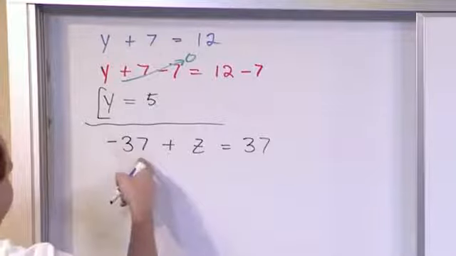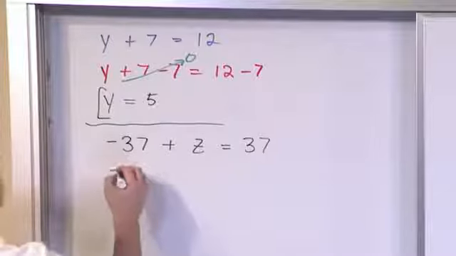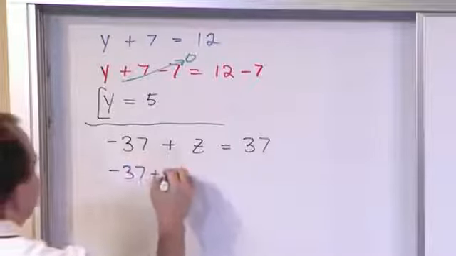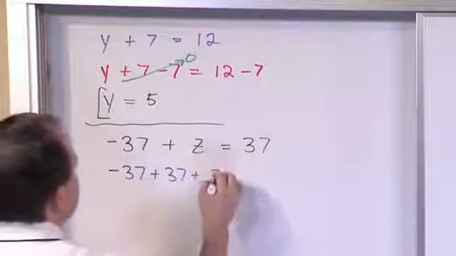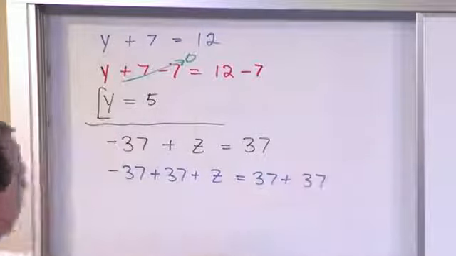This is negative, so we have to do the opposite of subtraction. We have to do addition. So negative 37, we add 37 to the left. And if we add it to the left, we have to add it to the right as well.